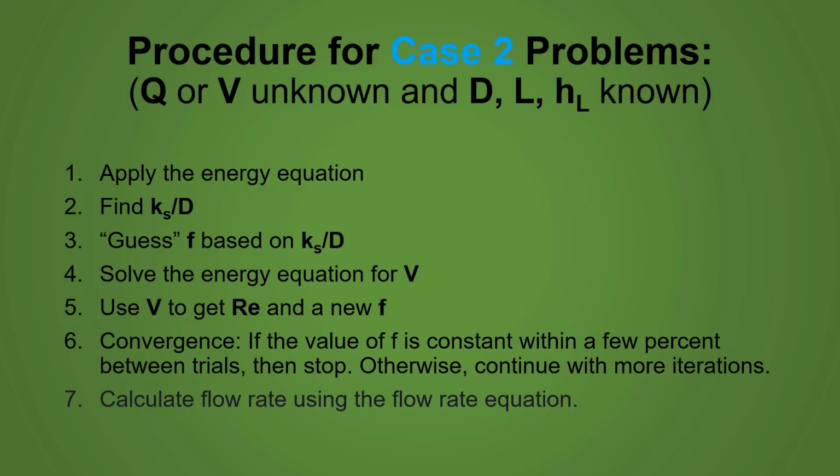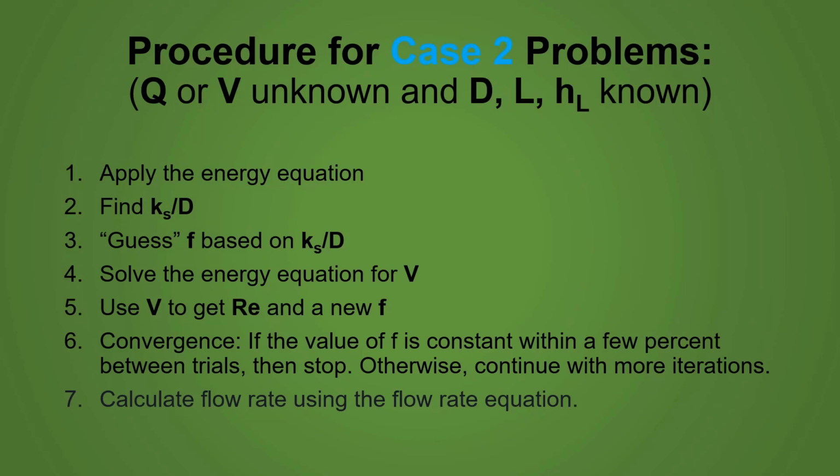To give you a framework for how to solve case 2 problems, when flow rate or velocity is unknown and D, L, and HL are known, I have provided a procedure for you, some steps to take. It might be a little bit difficult to imagine right now, but in the next slide, I'm going to go through an example so everything will be crystal clear. Right now, bear with me and let's go through this procedure from number 1 to number 7. It's going to be very useful for you when you are solving problems.